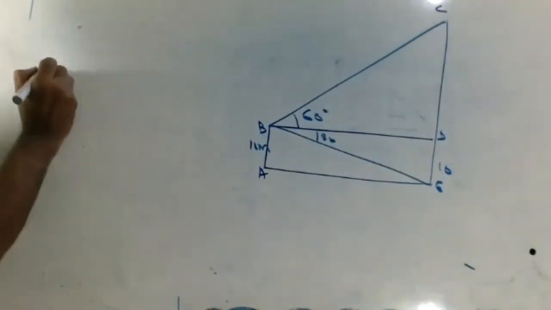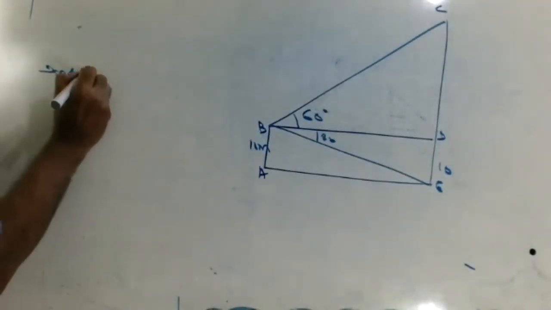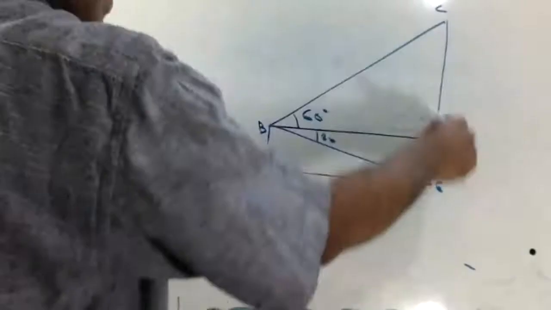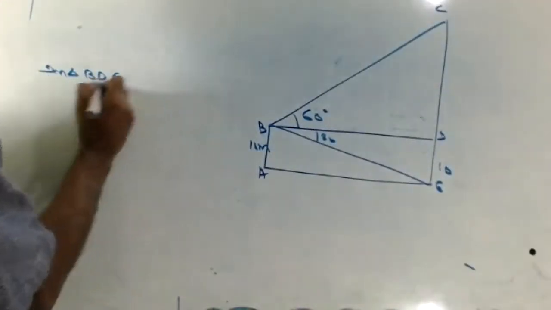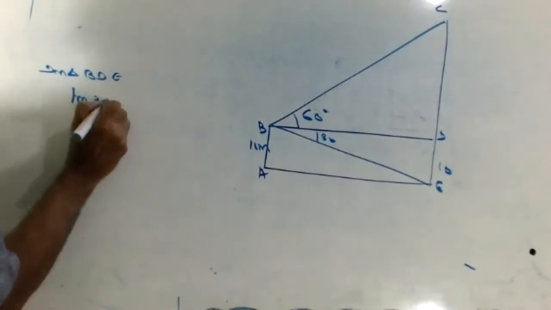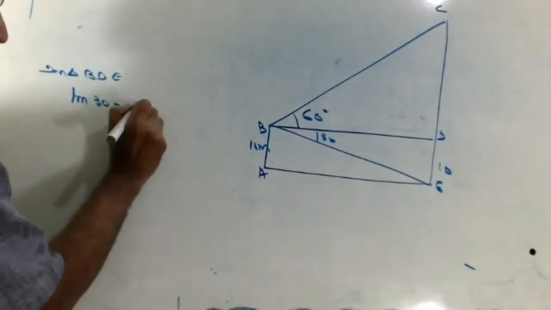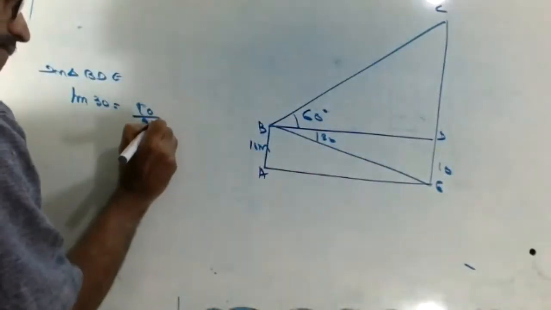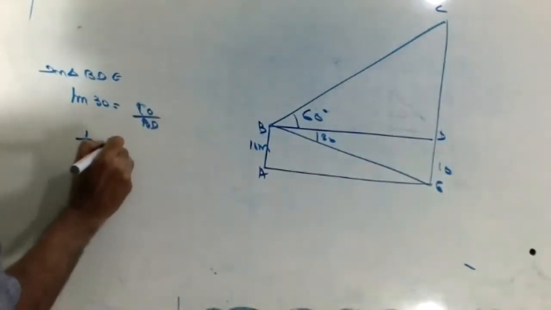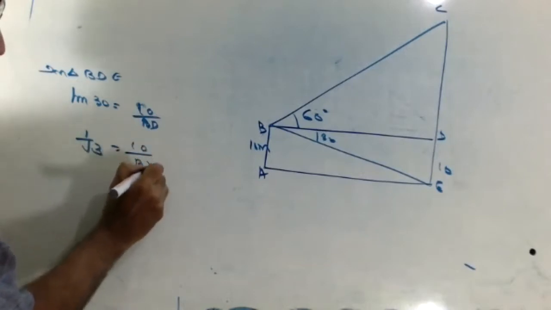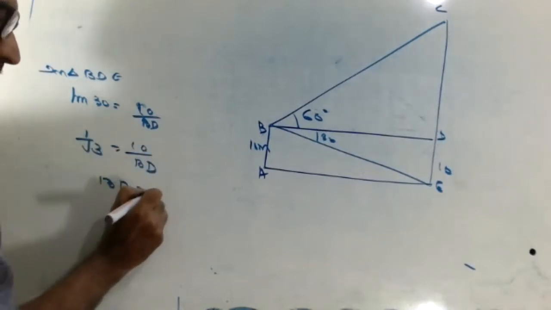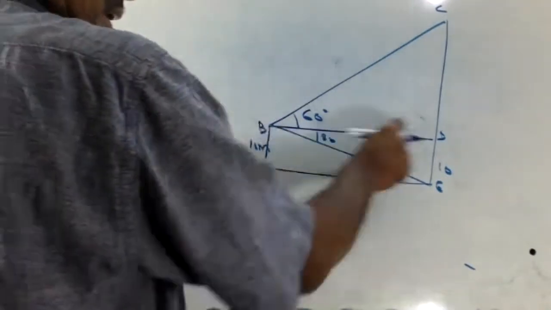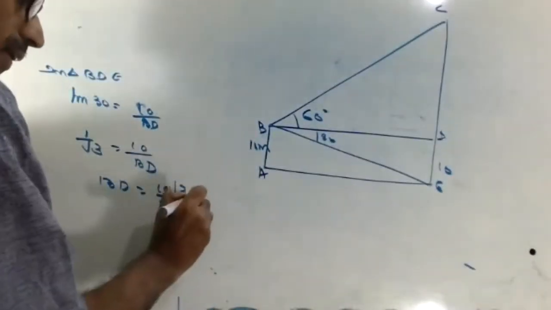Then in triangle B, D, E. Tan 30 equal to 10 divided by, this is 10 here also, 10 divided by BD. 1 by root 3 equal to 10 divided by BD. So BD equal to 10 root 3. That means distance between the guy and the hill is 10 root 3 meter.